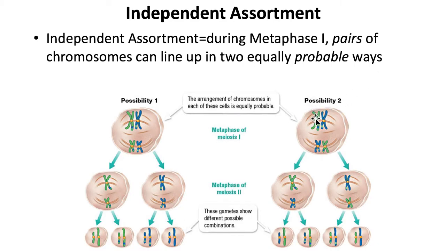You could have a green one on this side over here, and you could have a green one on the right side over here. And there's a huge amount of variety or variability within an organism like us, who have 23 pairs. They can line up all differently, and it matters how they line up because it's going to produce different combinations when you're making egg and sperm. So you can see that these are different from these. Okay, so that is independent assortment. So during metaphase 1, pairs of chromosomes can line up in equally probable ways.